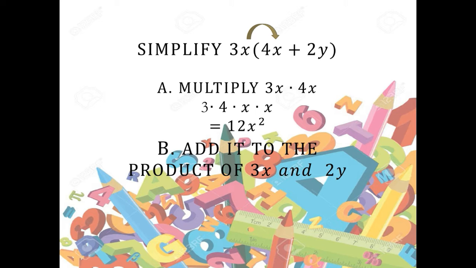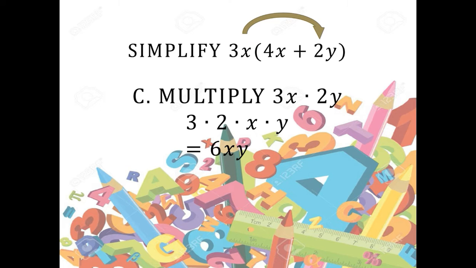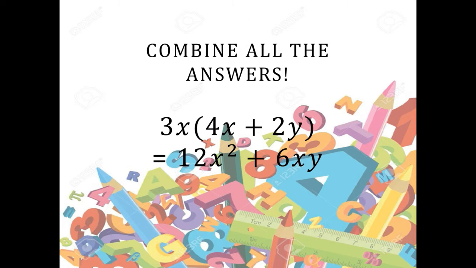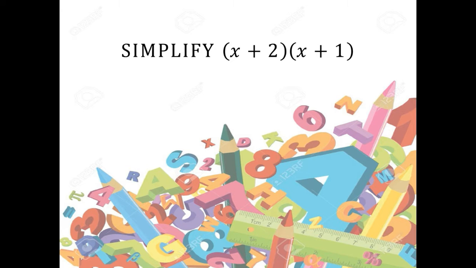Step 2. Since it is positive in the parentheses, add it to the product of 3x and 2y. Step 3. Multiply 3x to 2y. So, 3x times 2y is equal to 6xy. Combine your answers. So, 3x multiplied to the quantity of 4x plus 2y is equal to 12x squared plus 6xy. Since there are no similar terms, there is no need to simplify it.